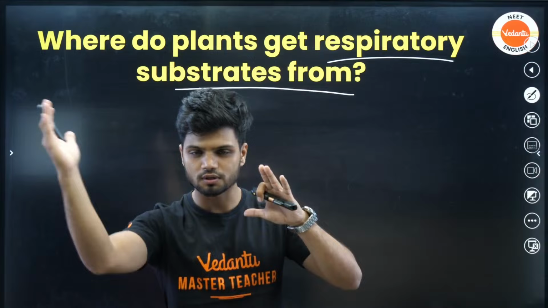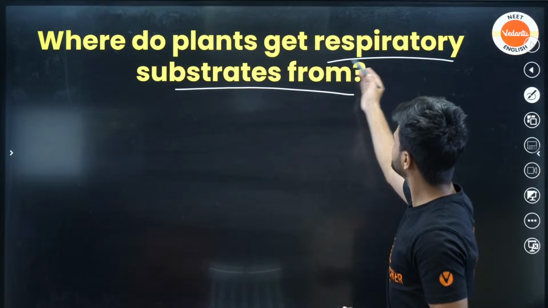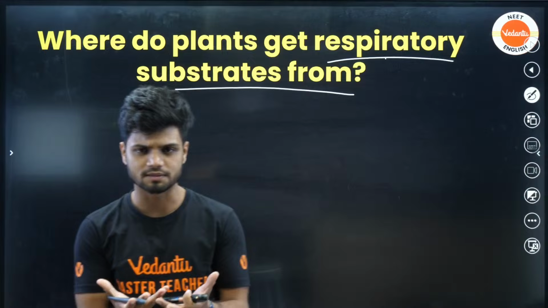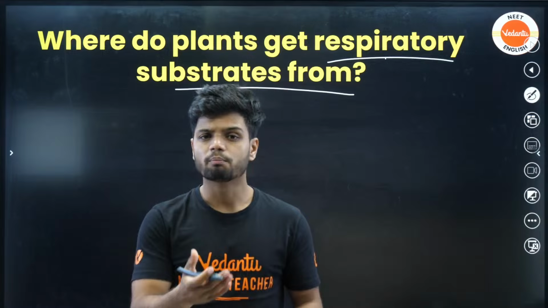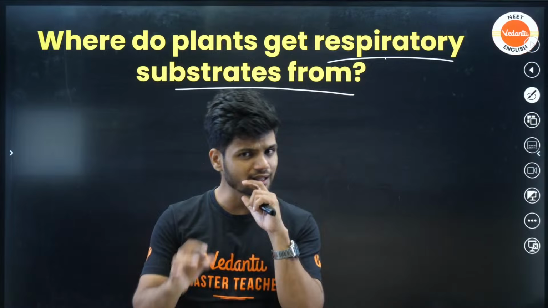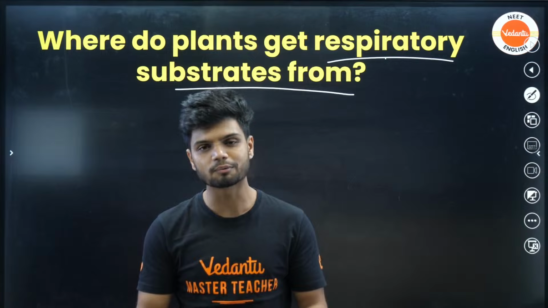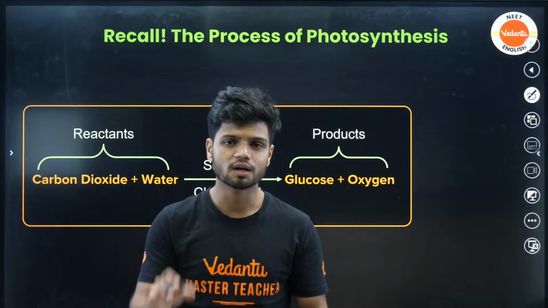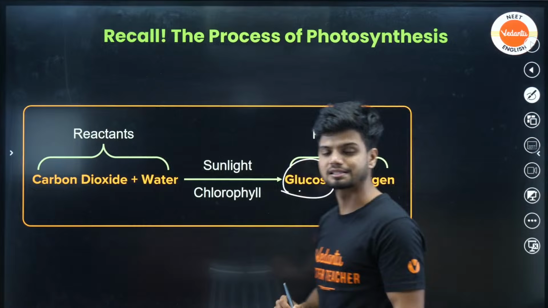Okay. The next question is, where do plants get the respiratory substrate from? I told you we need respiratory substrates such as glucose, carbohydrates, proteins, as well as fats. But where do plants get it from? The answer is very simple. I already told you, plants do photosynthesis. If they are doing photosynthesis, the substrate is produced inside the cell. The glucose is produced inside the cell with the help of the dark reaction. That one question is clear.